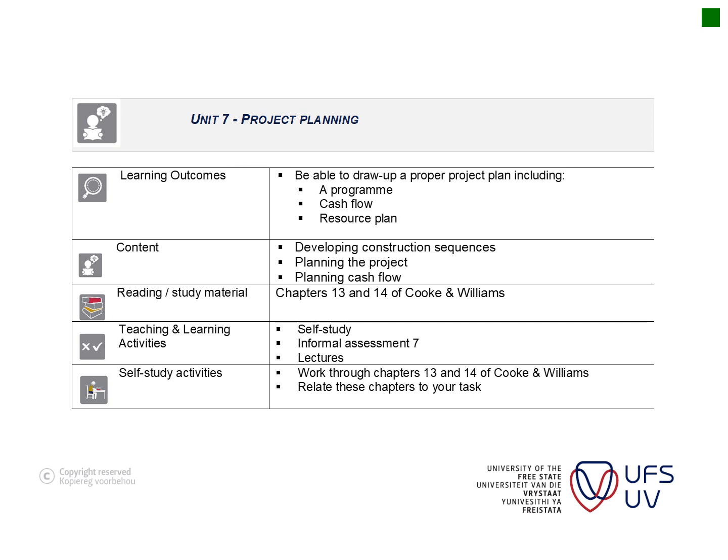But then we get to chapter 7, where we now start planning our project proper, where we have our program, cash flow, and resource planning. Very important is cash flow and resource planning. So the content in this was developing your construction sequence, planning the project, and then planning your cash flow. So this is chapter 13 and 14.